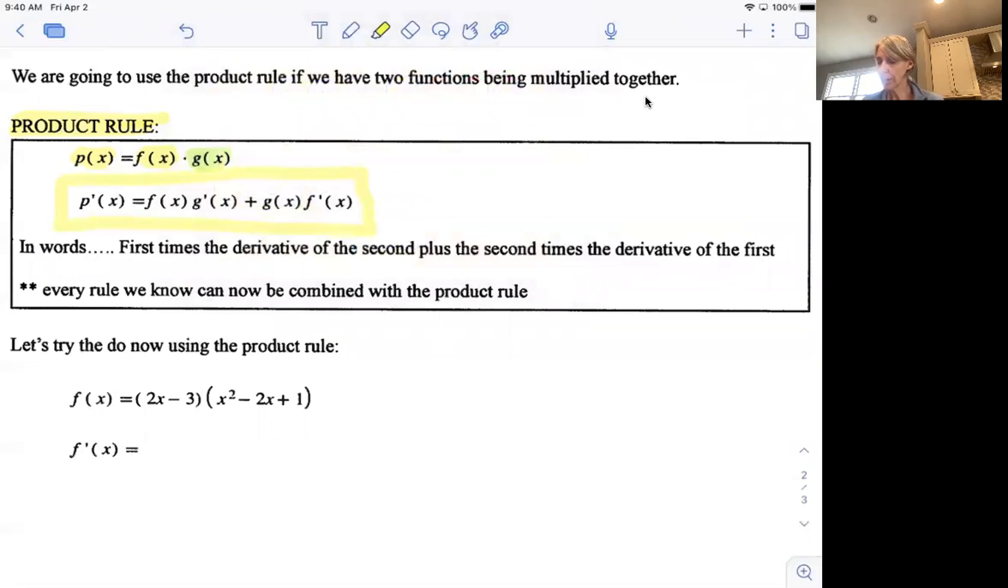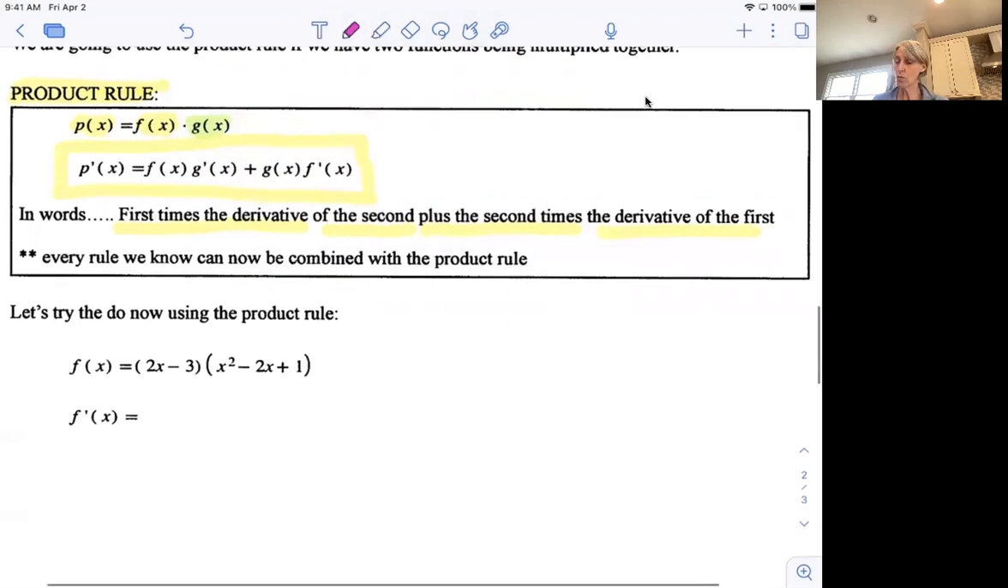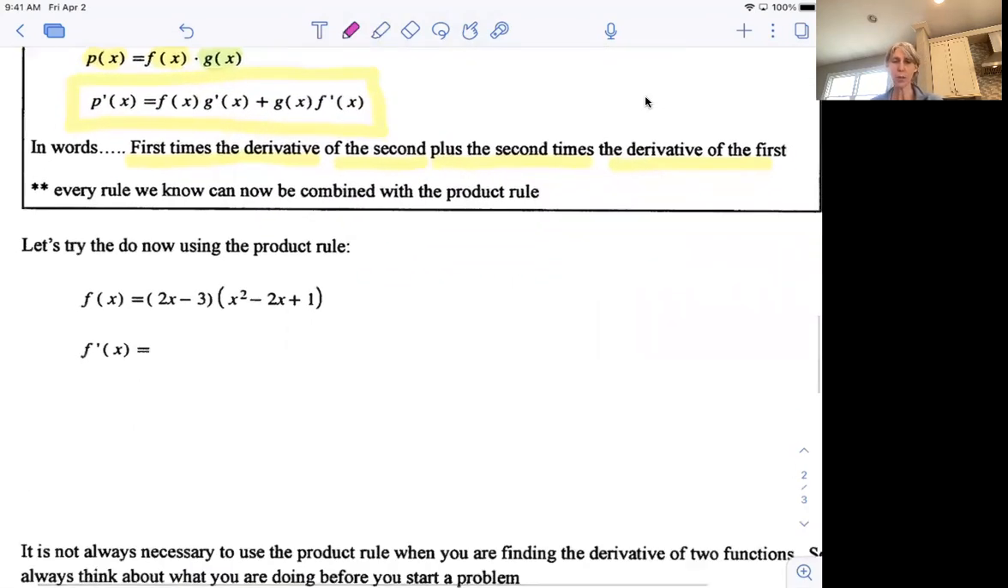memorize this rule. The easiest way to memorize this is in words. Whenever I'm using the product rule, I always kind of talk to myself in my head. The first times the derivative of the second plus the second times the derivative of the first. Any rule we already know can now be combined with the product rule. Let's redo the do now using the product rule this time.